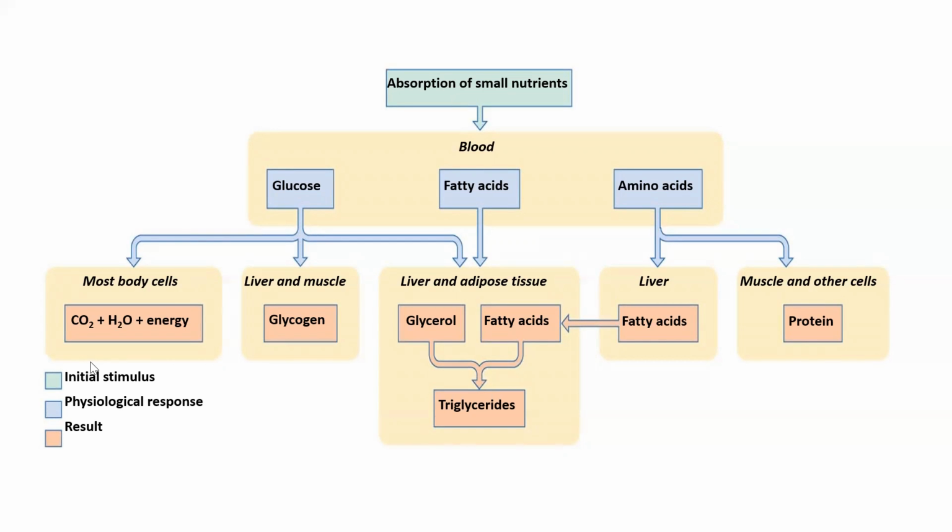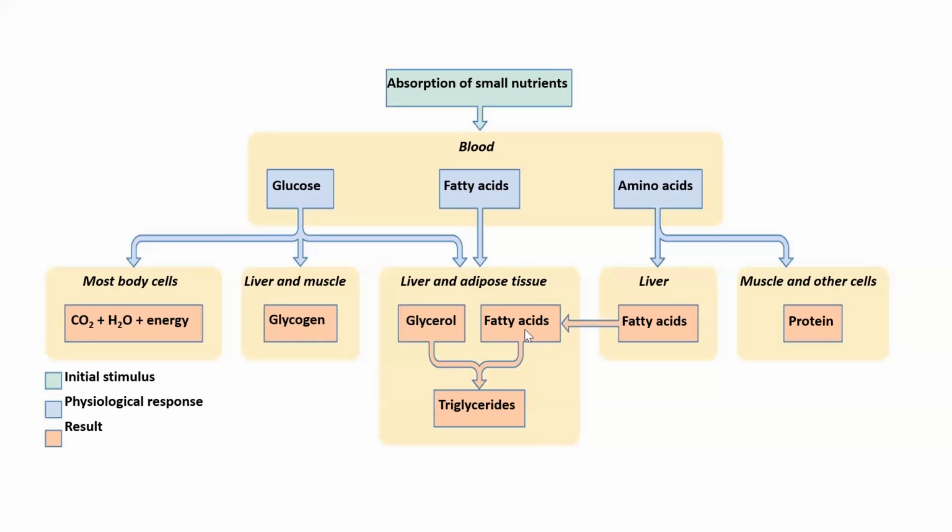So the first thing we do is in most of our body cells, we use that to drive glycolysis. So with carbon dioxide, water, and energy being released, most of our body cells will take that glucose and drive glycolysis for our immediate energy demands. The rest of that we'll store up. So we'll store some of that glucose up as glycogen in our liver and muscle. We'll store some of those fatty acids up along with glycogen. So glycogen and fatty acids can be stored in liver and in our fat tissue.